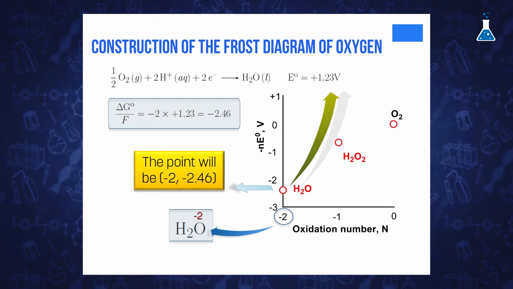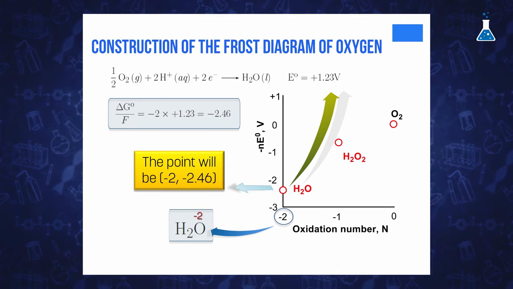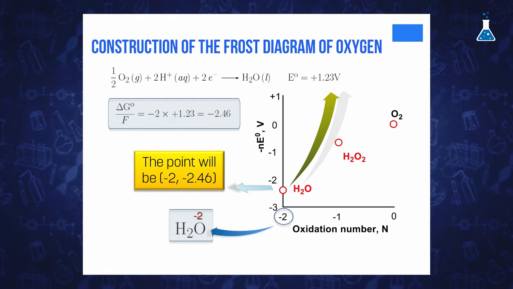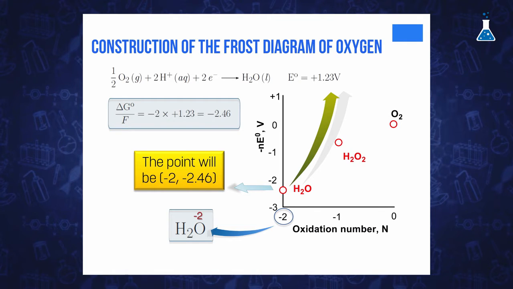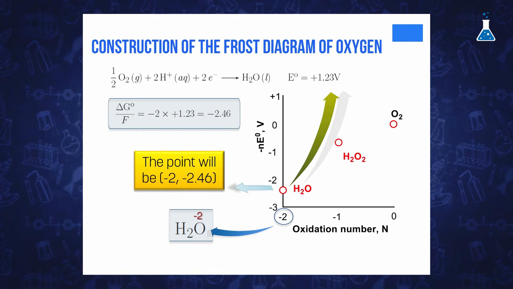The following point of the diagram will be the point for water, -2, -2.46, corresponding to an oxidation number for water of -2 and the result of multiplying the number of exchanged electrons, 2 for that reaction, with the electrode reduction potential.